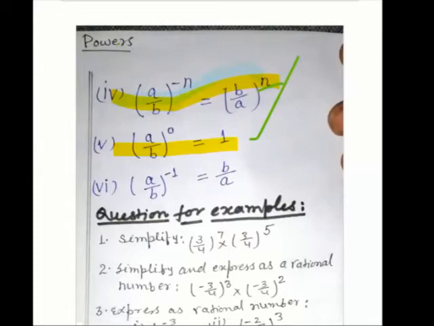Sixth, a upon b to the power minus 1. अगर इनवर्स पावर है तो पॉजिटिव में चेंज करने के लिए we only change the base in reciprocal form. A upon b to the power minus 1 equal to b upon a.